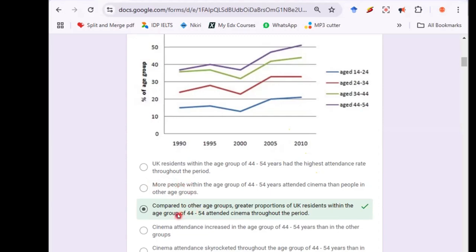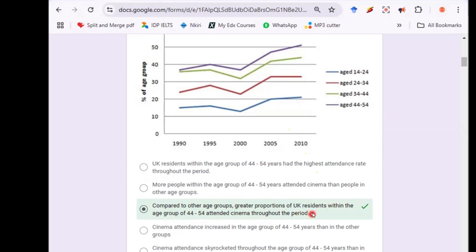Okay, look at the next one. Compared to other age groups, this is the correct one. Greater proportion. Can you see what I said earlier on? When it comes to percentages, either you use percentage, proportion, or fraction. Those are the 3 things that you can use. Greater proportions of UK residents within the age group of 44 to 54 years attended cinemas throughout the period. That's it.